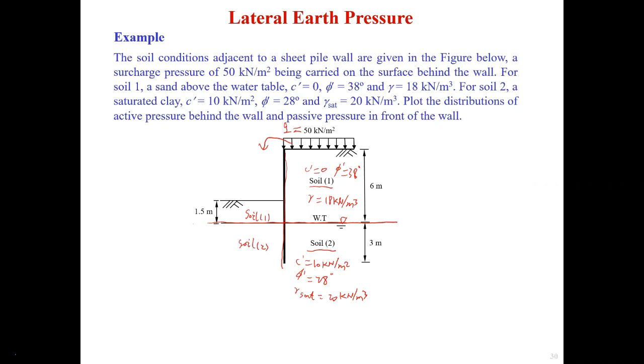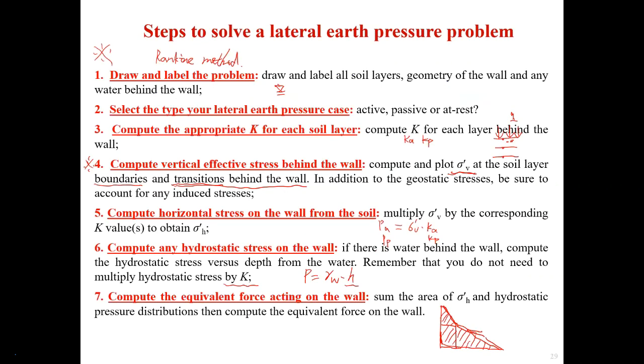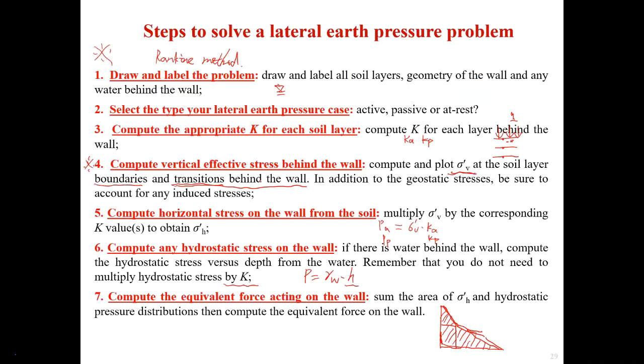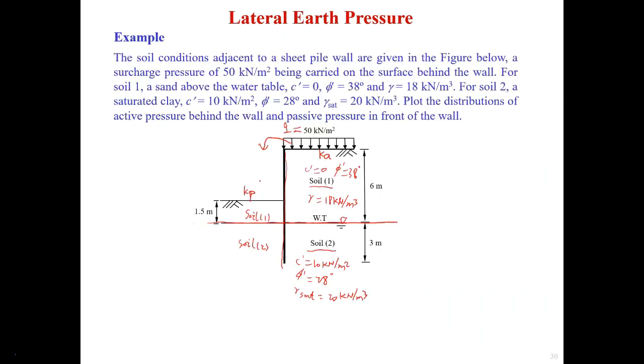So by now we have already completed two steps. First, draw and label the problem, and then select the type of lateral pressure. So we need to calculate the active case, Ka, on the right-hand side of the soil, and Kp for the left-hand side of the soil. That's step two. Then, following the steps, we need to calculate Ka and Kp. For soil one, remember this formula: Ka will be one minus sine phi divided by one plus sine phi. So we get this value. And Kp is the reverse.